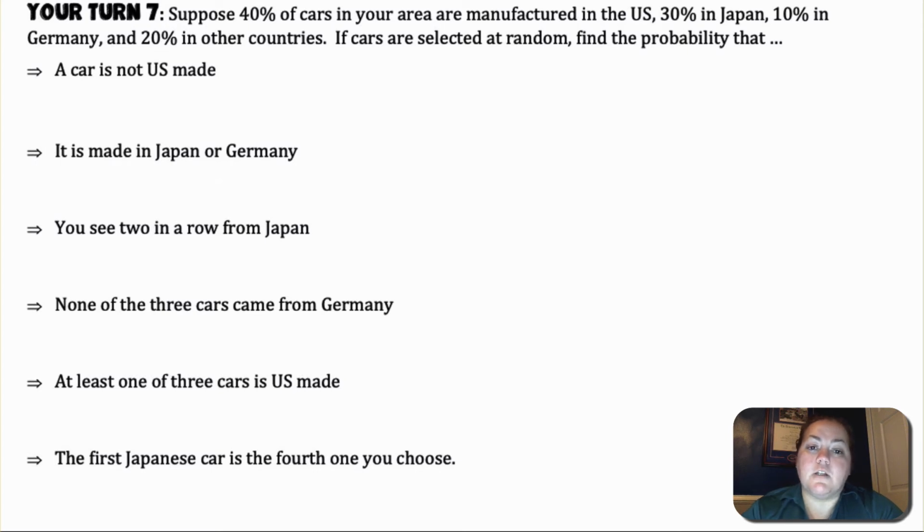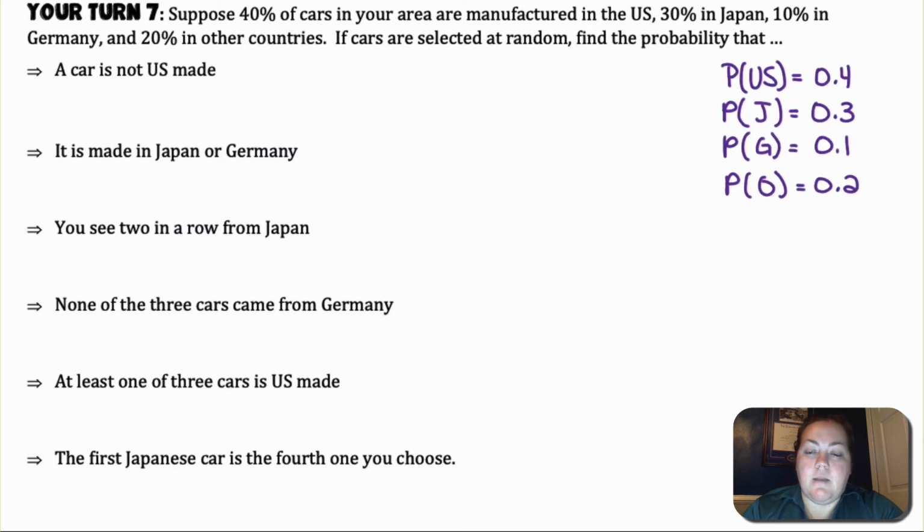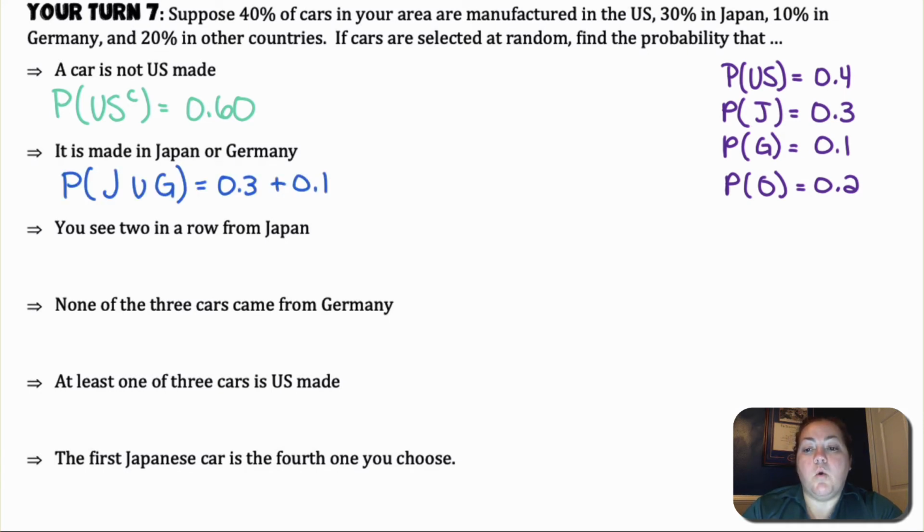Suppose 40% of cars in your area are manufactured in the U.S., 30% in Japan, 10% in Germany, and 20% in other countries. If cars are selected at random, find the probability that a car is not U.S. made. All right, so I went ahead and put together all of these probabilities here. So the probability it's not U.S. would be 1 minus probability it is U.S. It's made in Japan or Germany. So Japan or Germany. Again, it can't be made in both, so there is no overlap. So I'm just adding those probabilities.